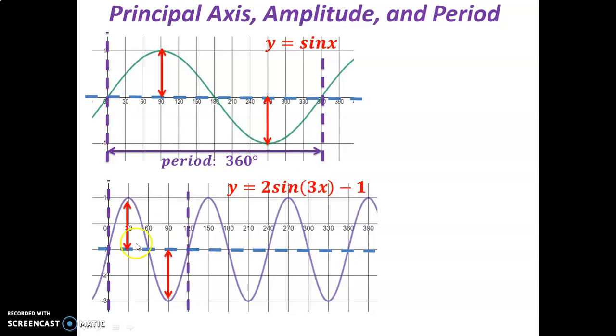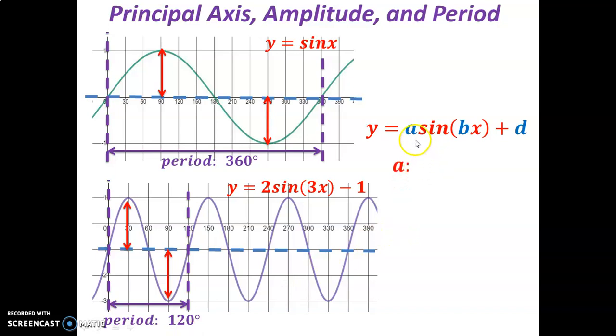How long is one wave here? If you follow one wave, it completes in 120 degrees. And notice there are 1, 2, and 3 waves in 360. And that's what that number tells us. That number is called frequency. It tells us how many waves occur. So here we have a period of 120.